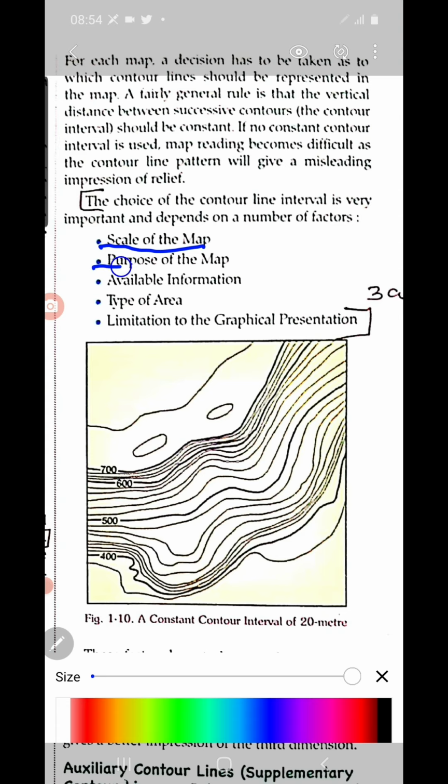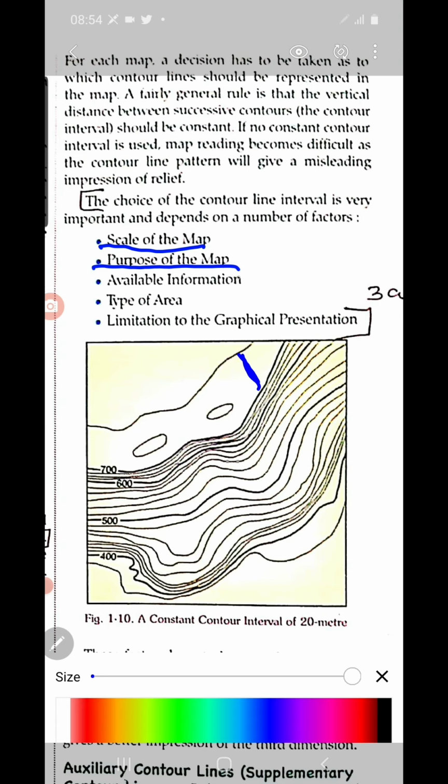Next, they see what the purpose of the map is. Whether it is for students to study, as we are studying the survey map in class 10, or for engineers to construct a building, or for defense, different purposes use different survey maps. Accordingly they determine the contour interval, that is, the vertical distance between the contour lines.